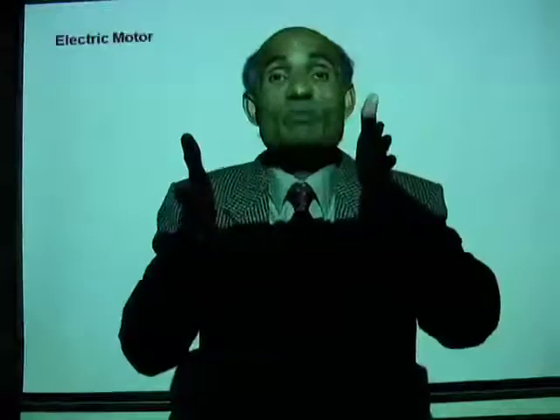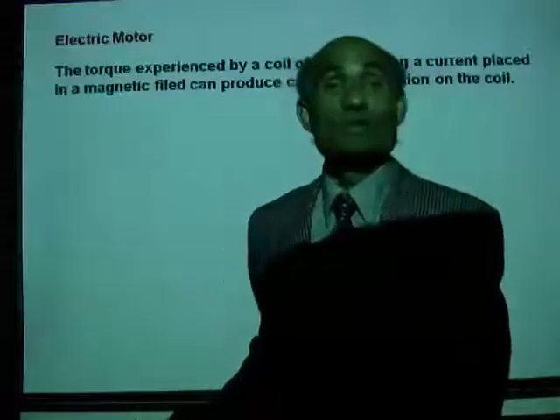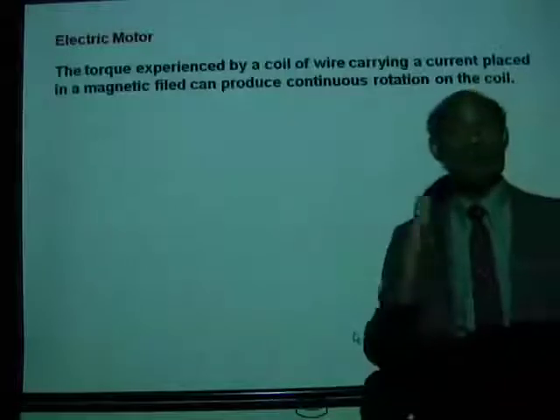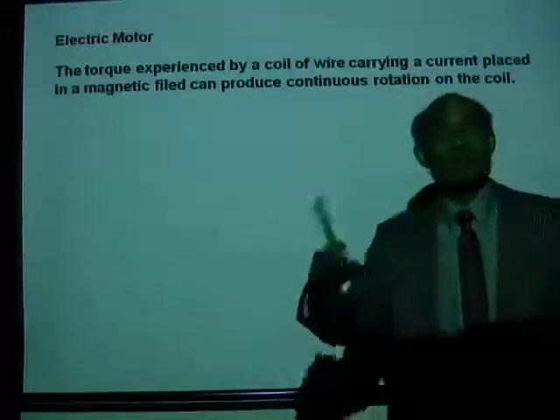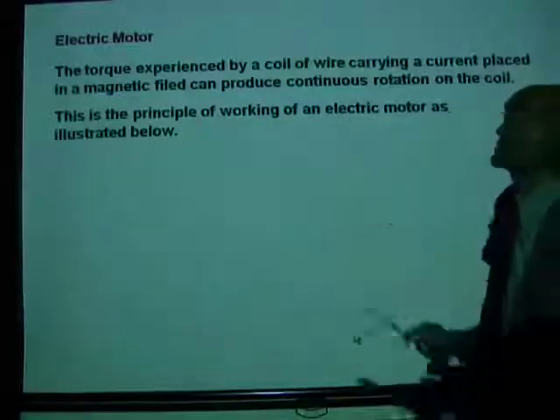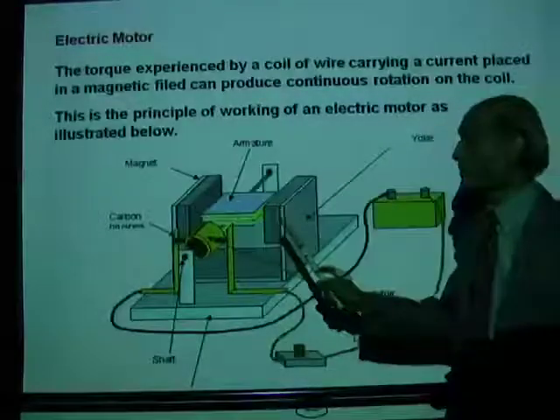Now here we have the concept of an electric motor. If a coil of wire is placed in a magnetic field, that coil will experience a torque and rotate, and that is how an electric motor is made. So the torque experienced by a coil of wire carrying a current placed in a magnetic field can produce continuous rotation. This is actually the principle of working of an electric motor. I have actually explained that principle here.